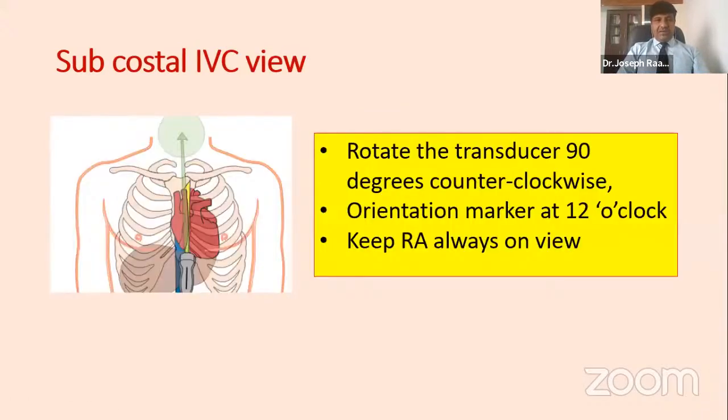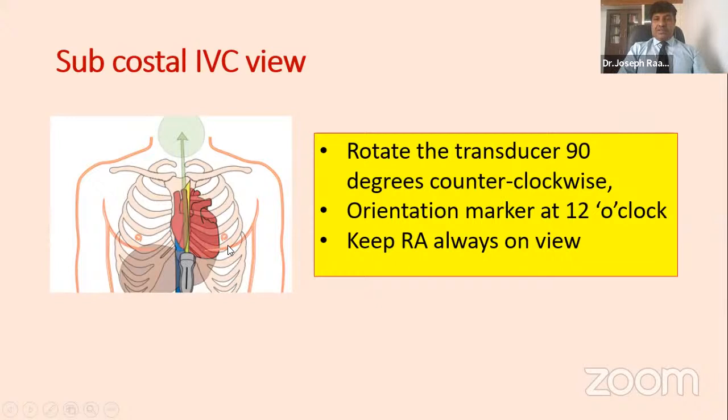So to complete the subcostal view, we need to get the IVC. For this, from the orientation marker at the 3 o'clock position, you rotate the transducer 90 degrees counterclockwise so that your orientation marker is placed at the 12 o'clock.